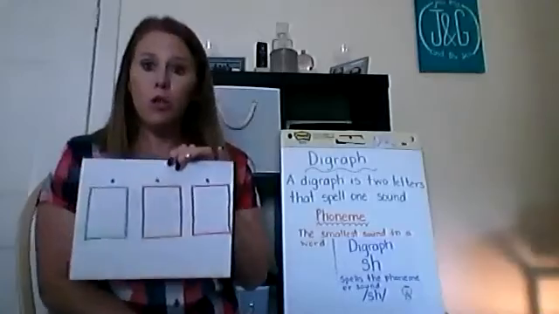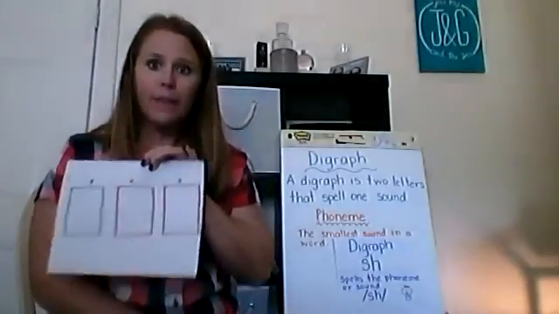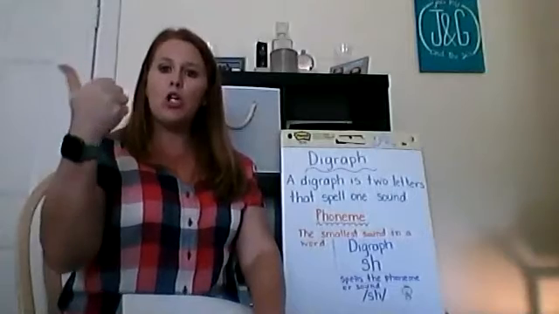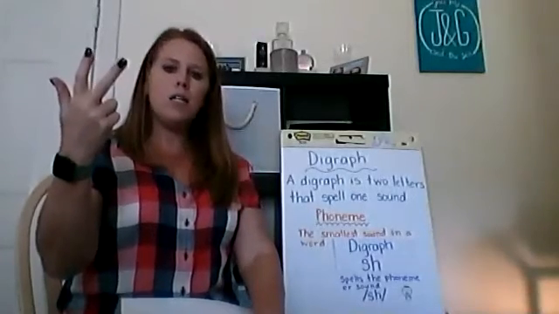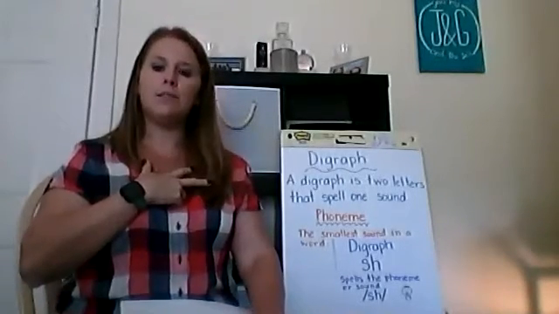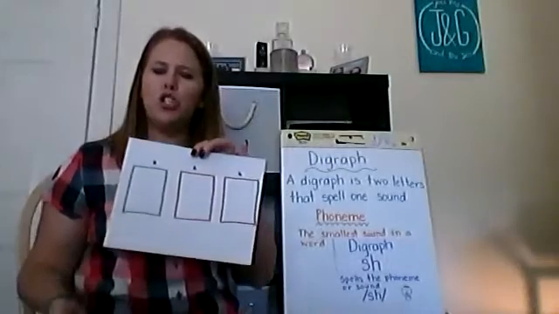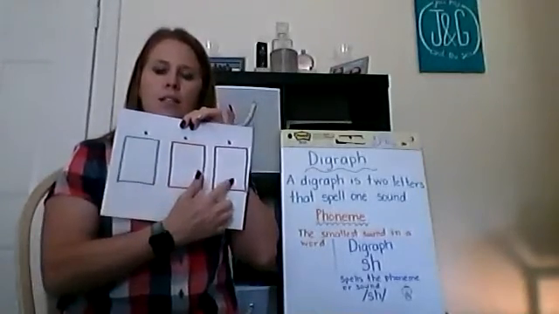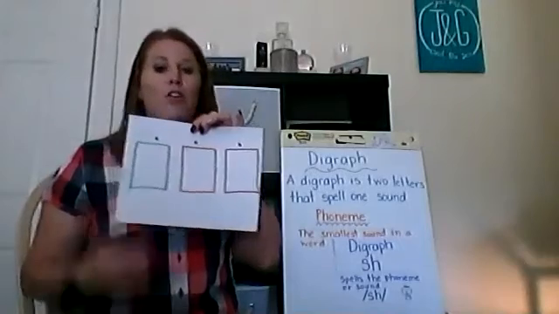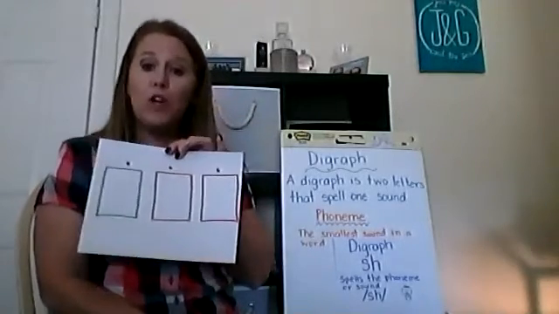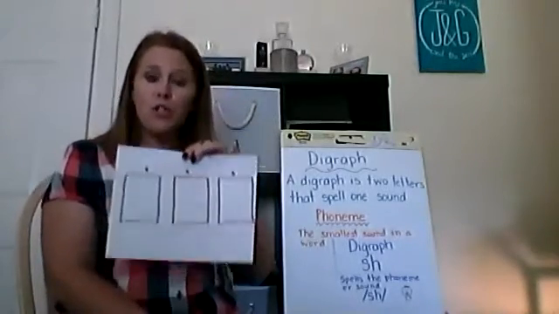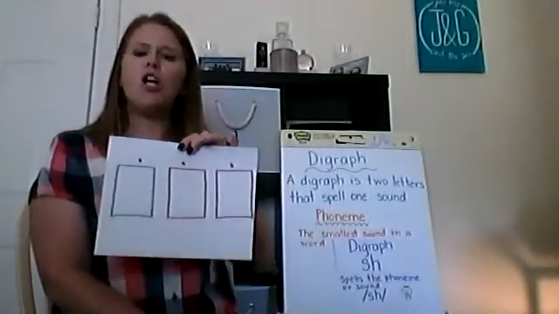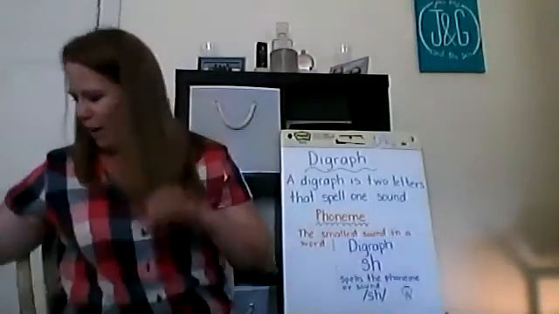Like, I shut the door so the bugs can't get in. Ready? Let's say our word. Shut. Sh, t. Shut. Well, where do we hear that sh sound? Sh, t. You're right. It's in that first box. It's that first sound in our word. So the first phoneme in the word shut is that digraph. Shh. Good job, my friends.